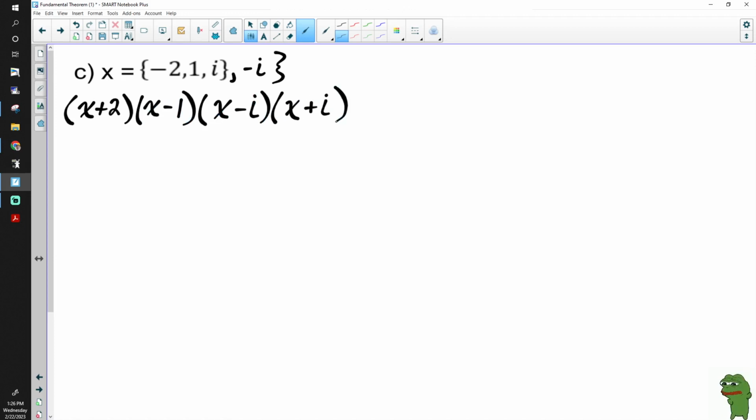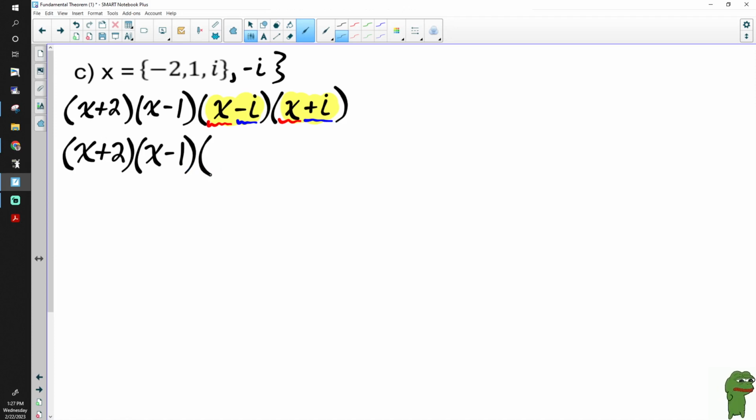Now, in reality, it does not matter what order we multiply these in. So if you want to mix and match, go for it. But the quick and easy way is we see the pattern in our two factors with i. They're exactly the same, except one is plus and one is minus. So I get to take the shortcut. I can multiply my x's, first term, and then multiply my i's, my second term. So I'm going to bring down my other two factors, x plus 2 and x minus 1.